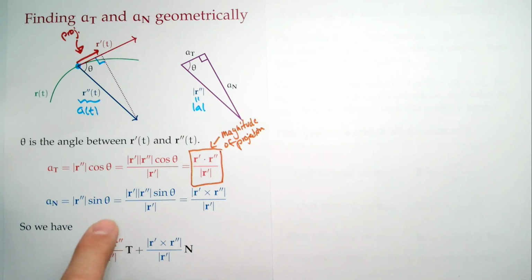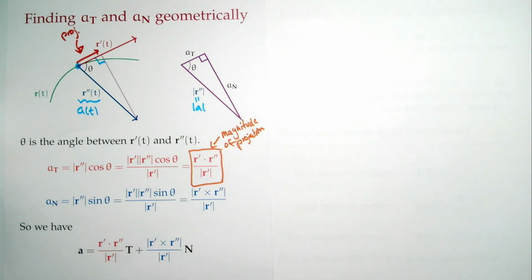And now I say, aha, the numerator is exactly the expression that comes from taking the magnitude of r prime cross r double prime. And so, what do we have? We have that acceleration is a sub t, which is r prime dot r double prime over the magnitude of r prime, times T, plus a sub n, which is the magnitude of r prime cross r double prime over the magnitude of r prime, times N. Which means if we run this whole process geometrically, we get to do dot product and cross product. So that's nice.